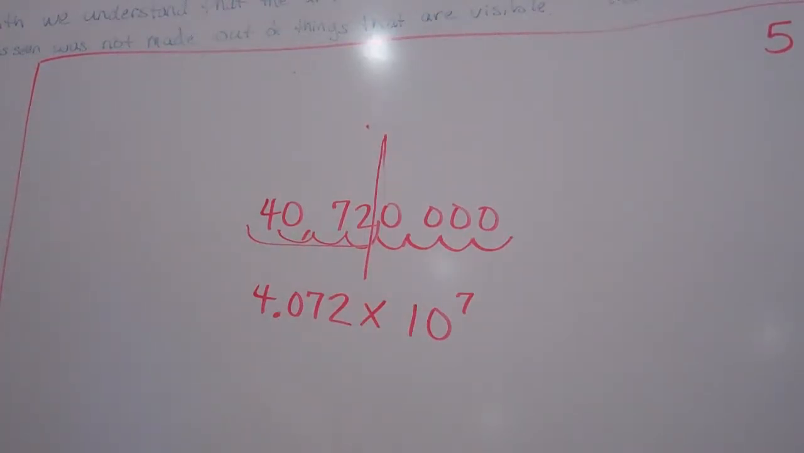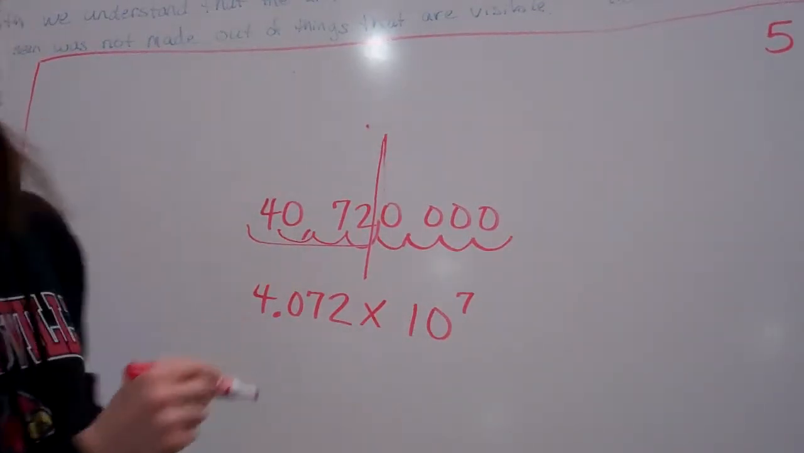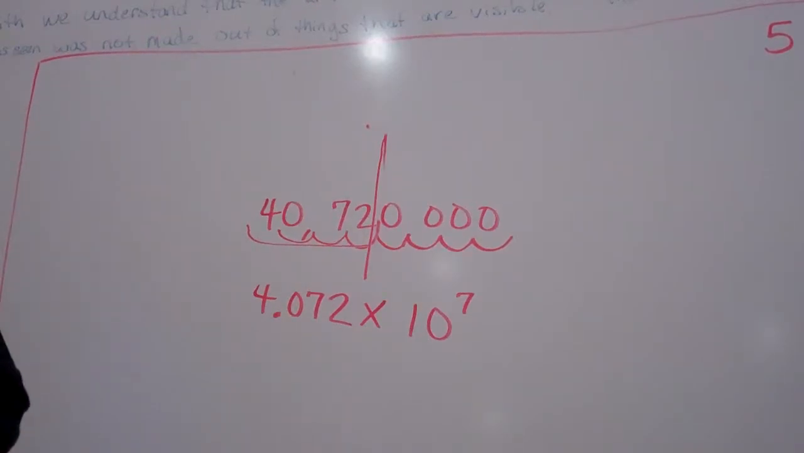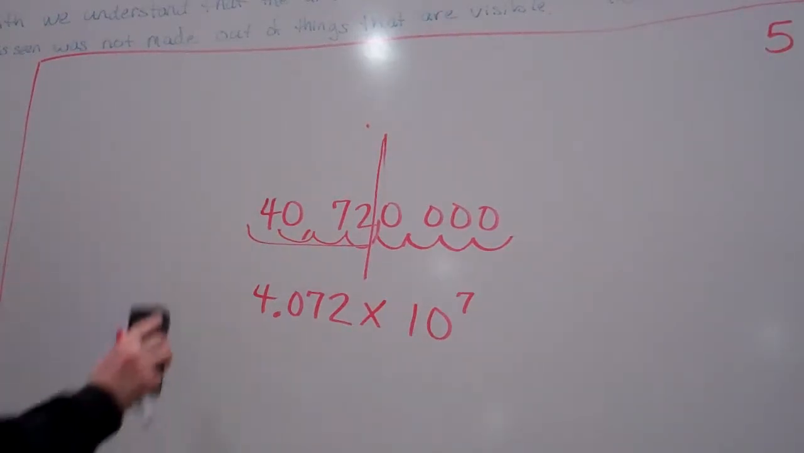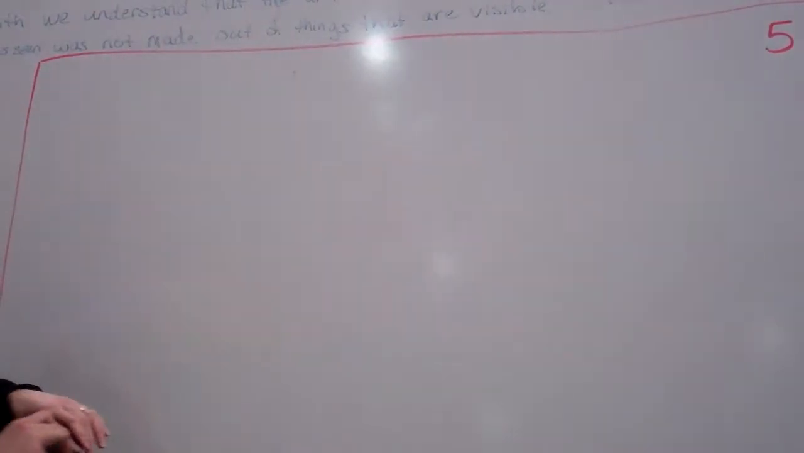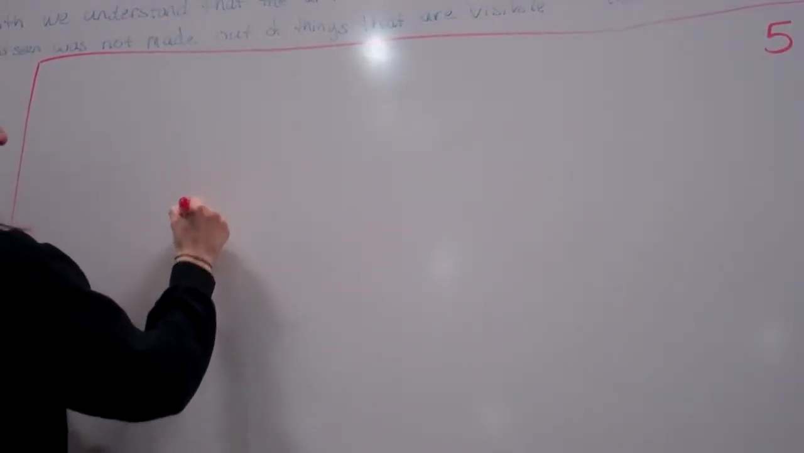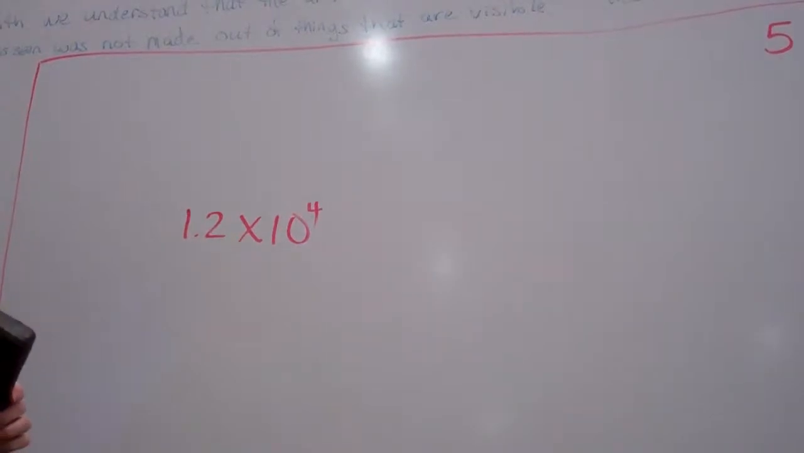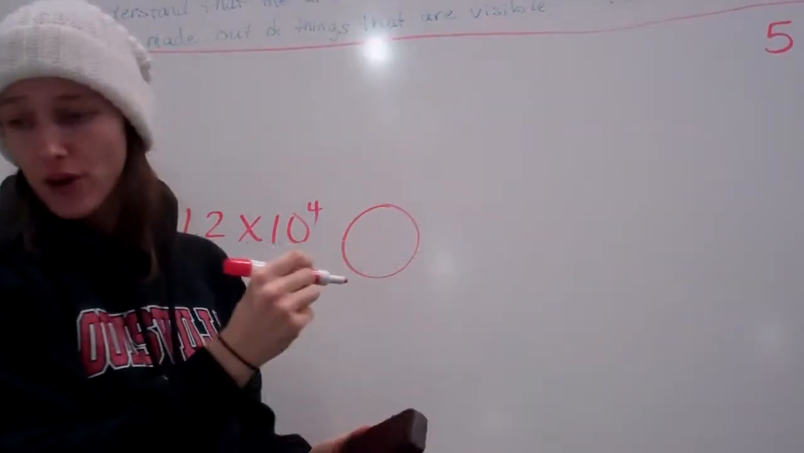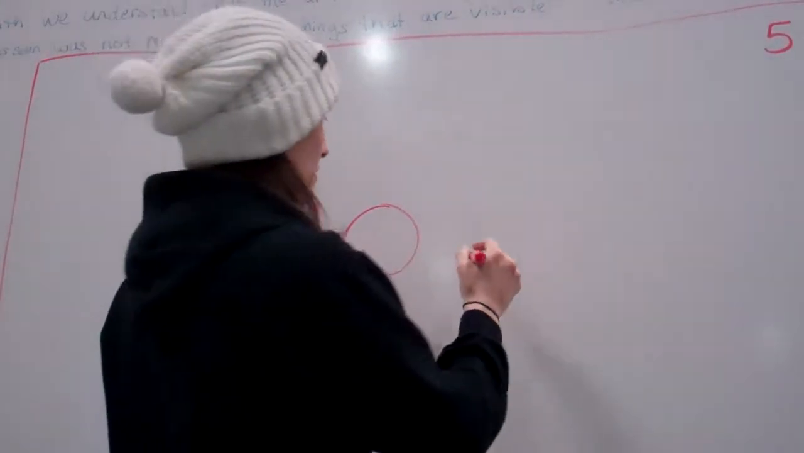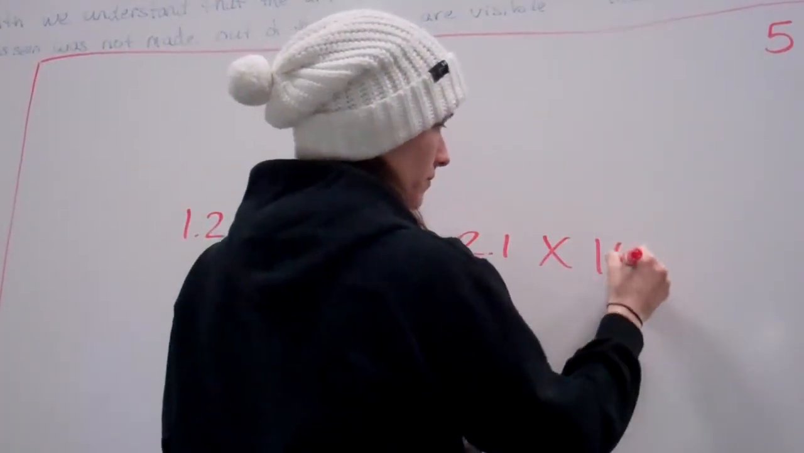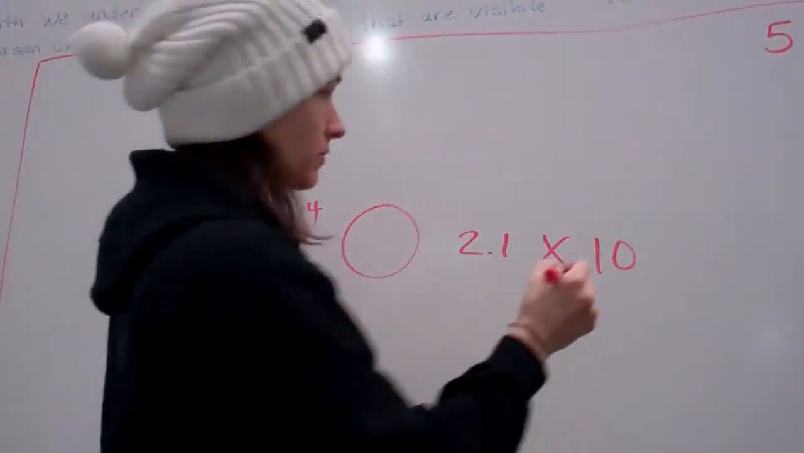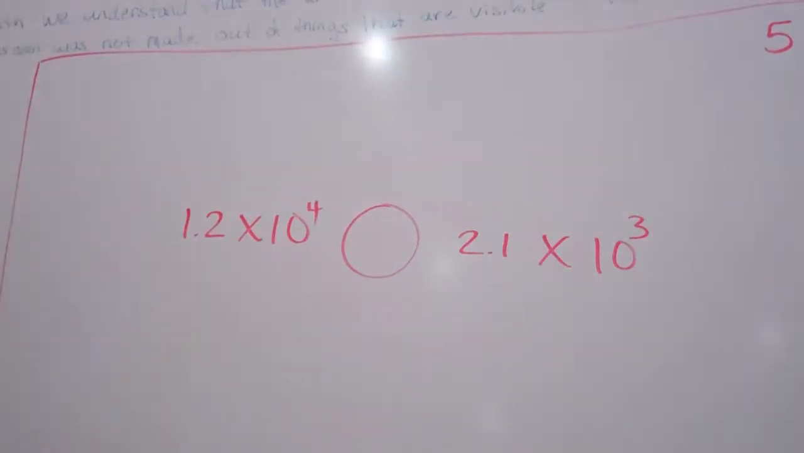Okay. Did I not do that? Oh, I did the wrong number. It's okay. Sorry, I'll do another one. So let's do another one, and this one's in scientific notation. And they're wanting you to compare, greater than, less than.